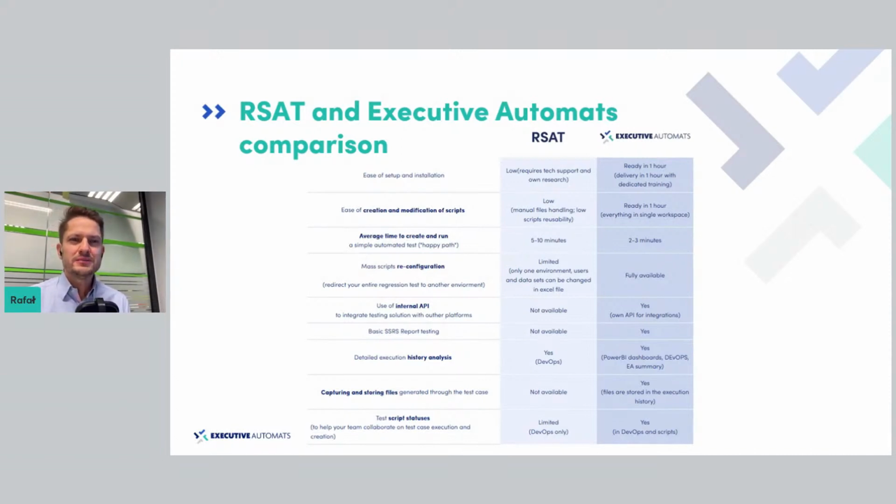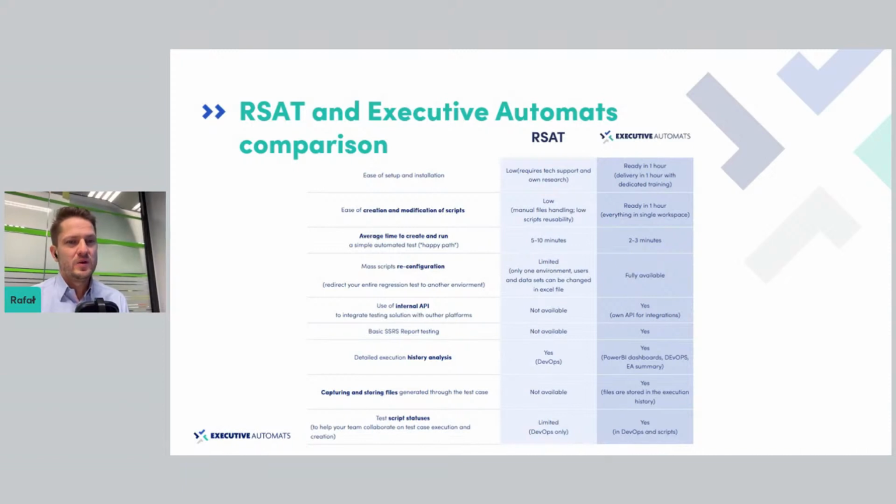It's very hard to create and modify an already created script with RSAT. I know that Pavel showed you a very simple script, but imagine that you have like 100 steps in one script, and you need to maintain and change the steps between. With the drag and drop capabilities of the Executive Automats, it's easy to do. RSAT's average time to create and run a simple script is even double that of Executive Automats.